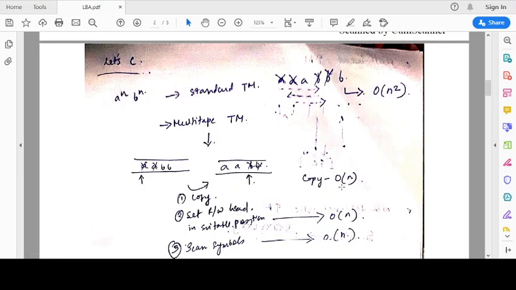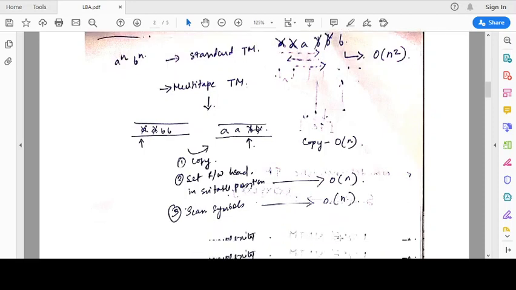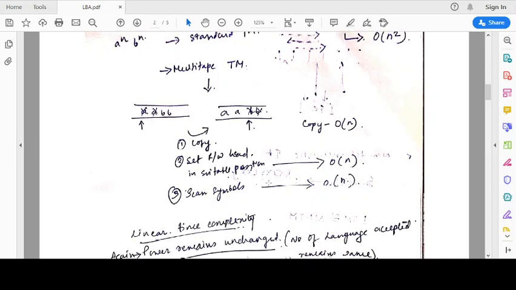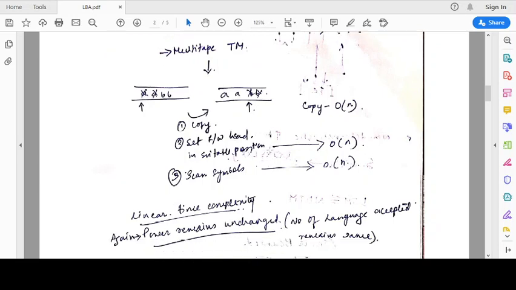So as we can see, order of n, order of n, order of n, it is done in linear time. It is not taking order of n square, but it will take time complexity which is order of n. So here the time is decreased. Again I'll say that the power is not decreased or increased. The power remains unchanged. What changes is the time that this Turing machine takes to accept a particular language.